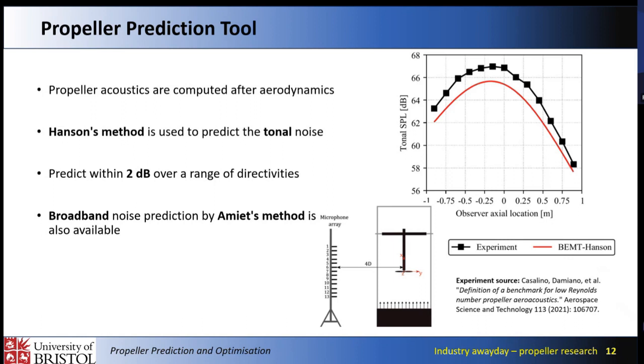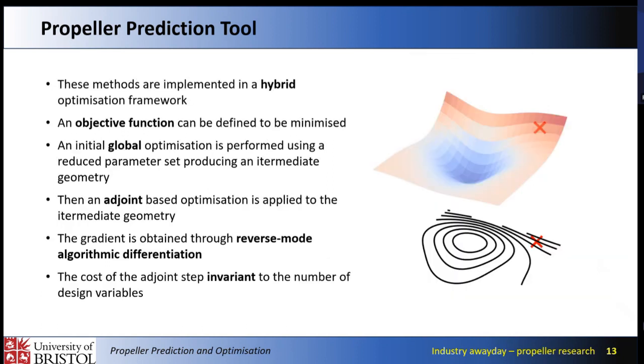I won't go into too much detail in this presentation, but we also have a broadband noise prediction capability. This is using Amiet's method for trailing edge noise, blade self noise. And we can also integrate that into optimizations that we need to. So that's the framework for prediction.